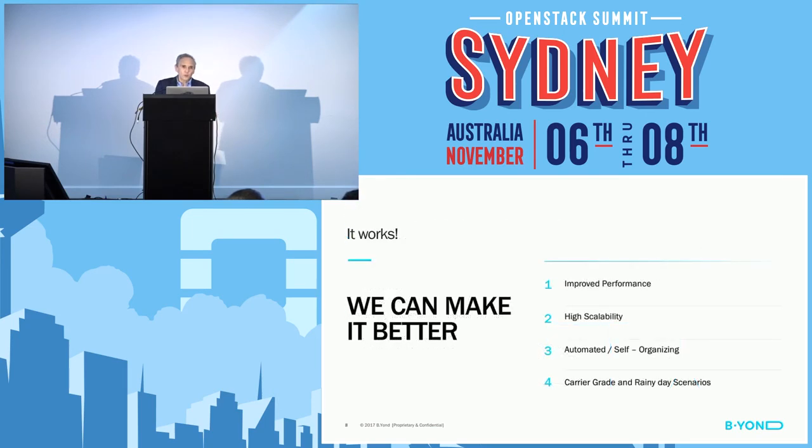But all of this works today. So why are we having this debate about it? Well, we're having this debate because it works today in a reduced level of functionality and on a small scale. How do you make it work with high performance, high scalability? How do you make it completely automated to manage that large number of edge nodes? How do you make it carrier grade and work in some of the rainy day scenarios?